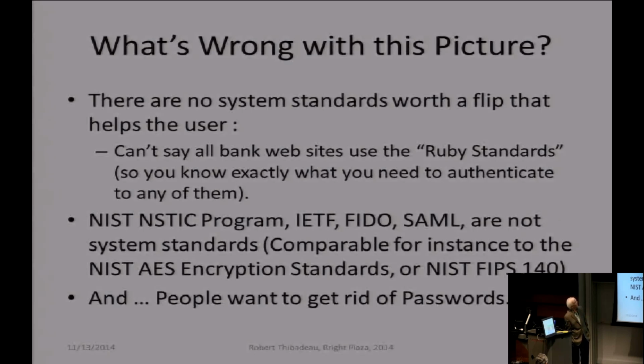In my humble opinion, there are no system standards worth a flip that help the users. You can't say all bank websites use the Ruby standard, whatever that is. I just made up Ruby. It would be nice if NIST published a system standard and said this is called Ruby, and the federal government says if you are a bank online, you must use the Ruby standard. That would be really nice, because then the rules on logging into any bank would be the same. That does not exist.